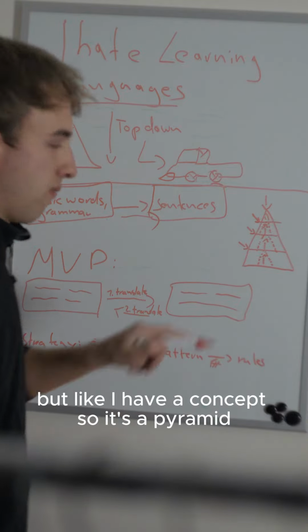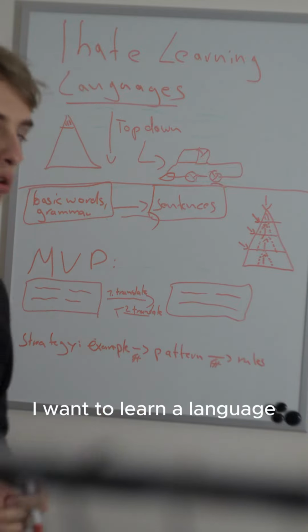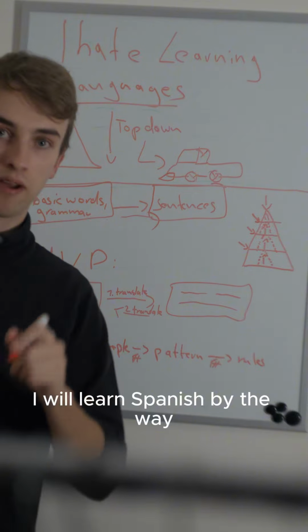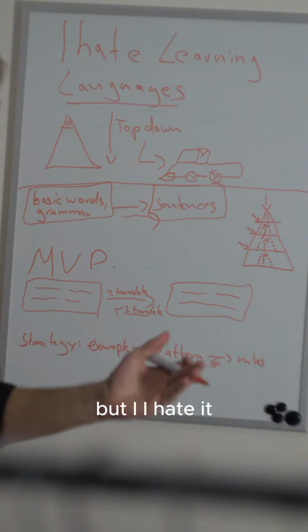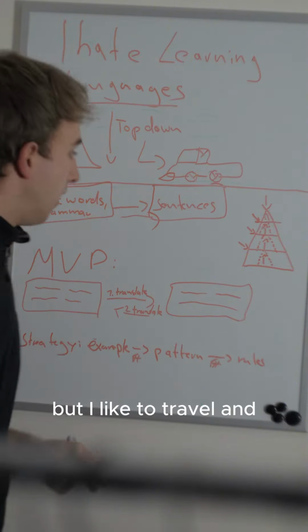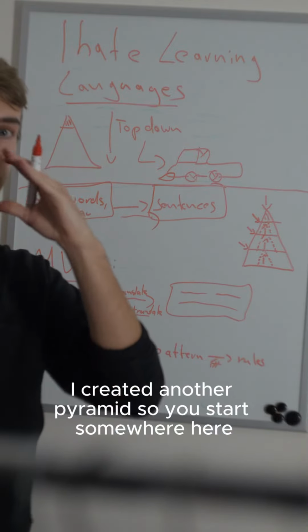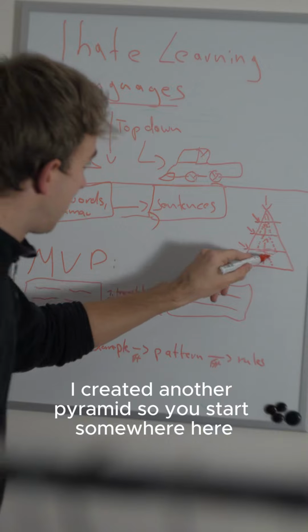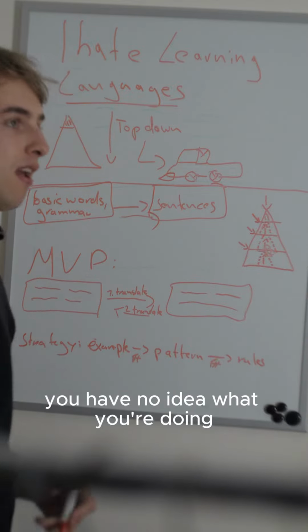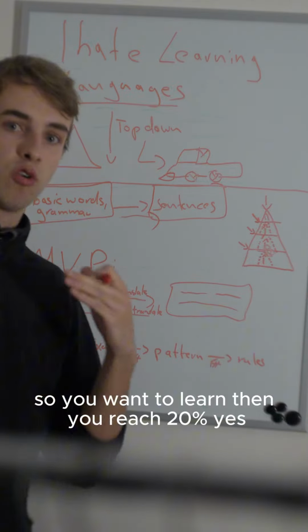So it's a pyramid. I need to have the vision. I want to learn a language. I will learn Spanish, by the way, but I hate it. But I like to travel. And in each sector of the pyramid, I created another pyramid. So you start somewhere here. You have no idea what you're doing, but you have a vision. So you want to learn.